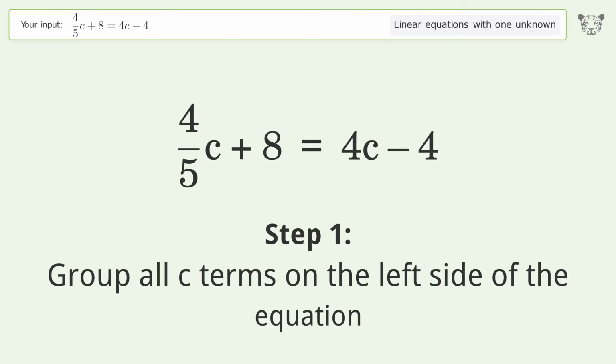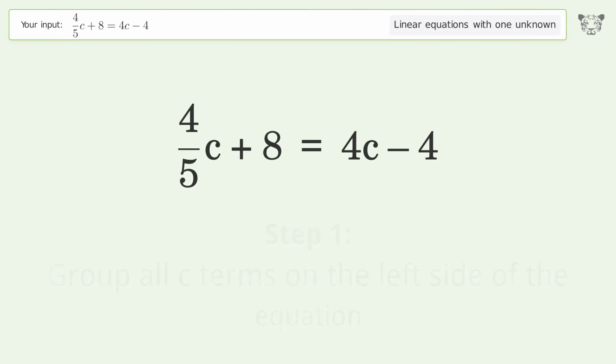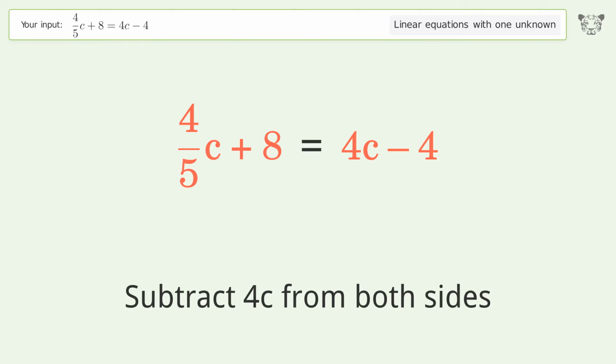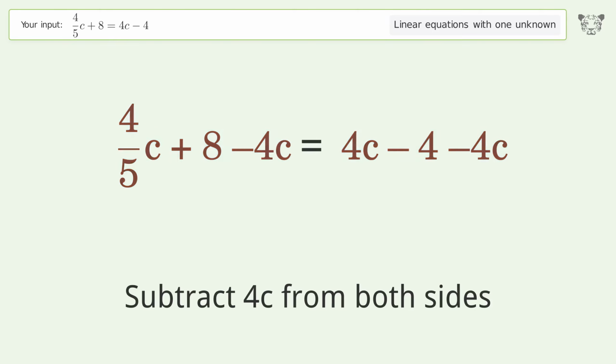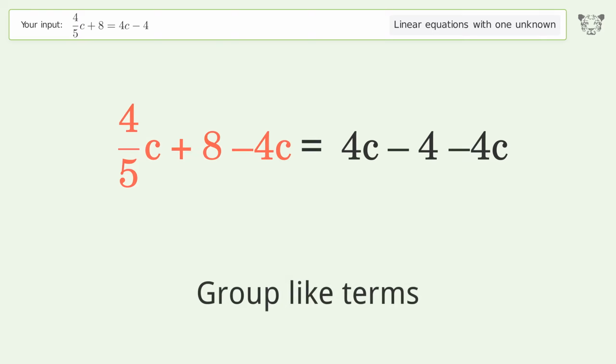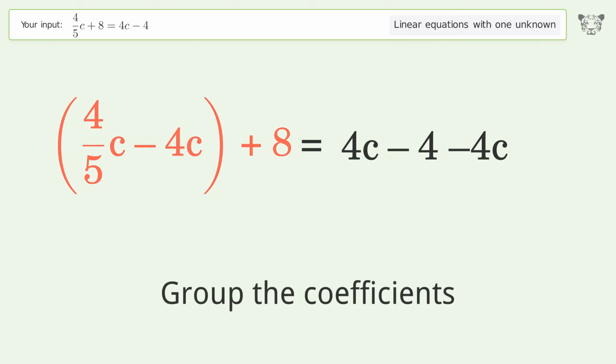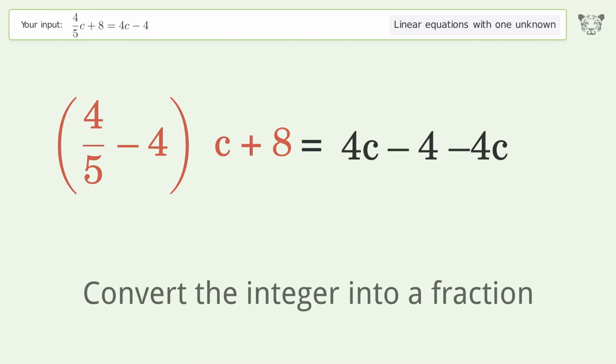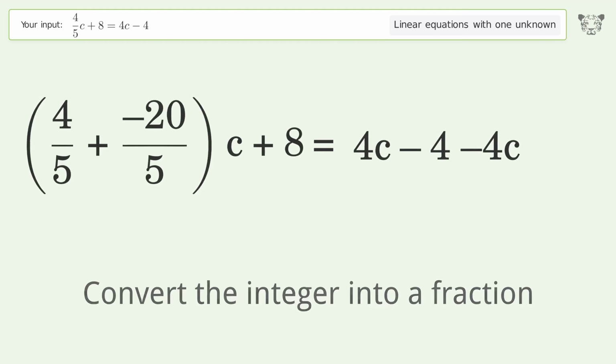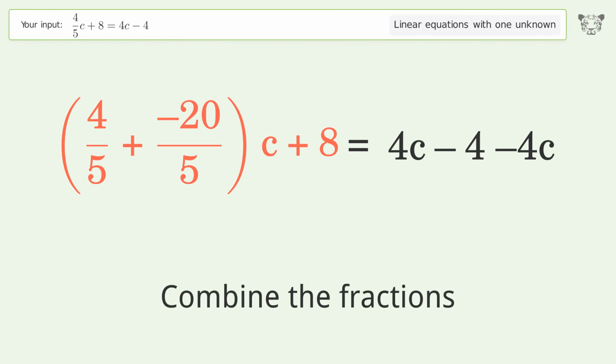Group all c terms on the left side of the equation. Subtract 4c from both sides. Group like terms. Group the coefficients. Convert the integer into a fraction. Combine the fractions.